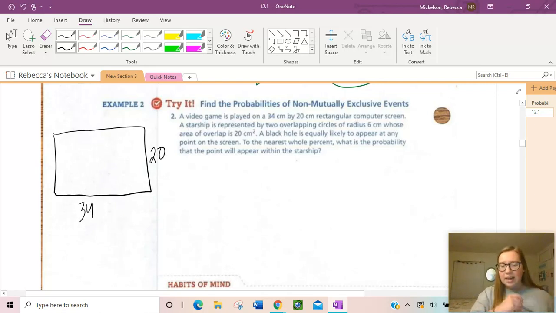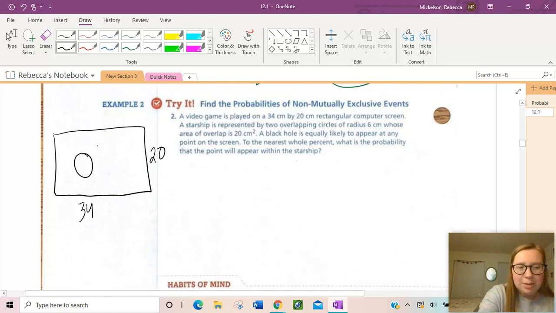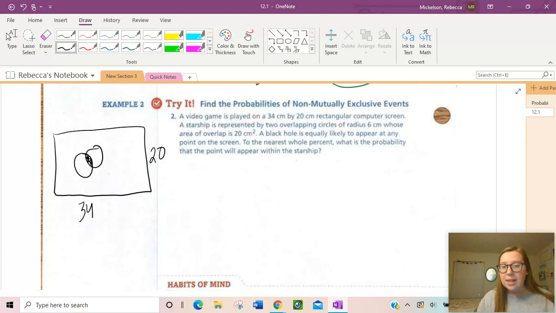And what they said is that on the screen there's a starship. And its image is 2 overlapping circles. They have a radius of 6 and a region of overlap that is 20 centimeters. We're told that a black hole is equally likely to appear at any point on the screen. To the nearest percent, what is the probability that the point will appear within the starship?